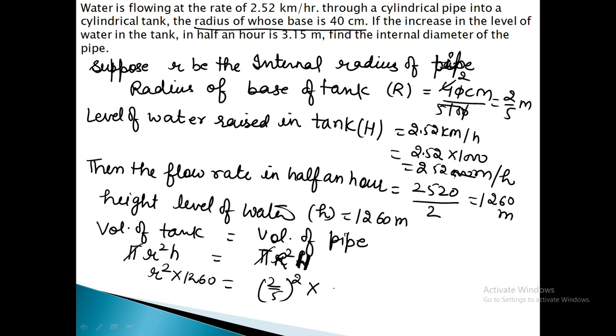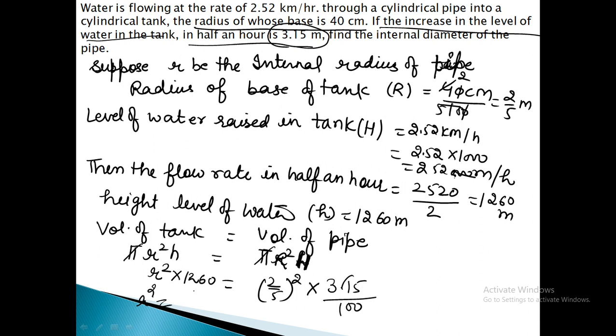We have given capital H, that is, the increase in the level of water in the tank in half an hour, that is 3.15 meter. So we have given height 3.15 meter. You can write it after removing the decimal, with 100 in the denominator. Now you can solve it.